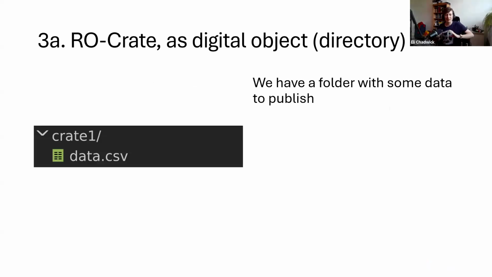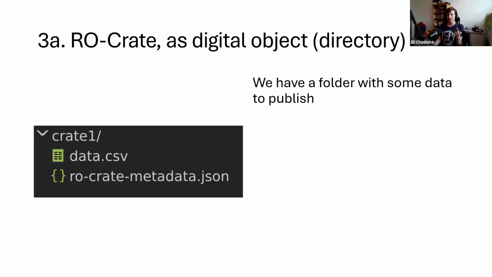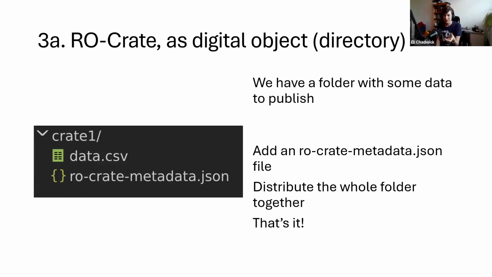That third usage of RO-Crate as a digital object, there are two approaches to doing this. In the first case, we might have a folder with some data that we want to publish. And what we do is we add a file called RO-Crate metadata.json to this folder. We put all our metadata in there. You don't need to make any other changes to your file structure or the files themselves. And you just distribute this whole folder together. That's it. Adding this metadata file turns this folder into an RO-Crate.